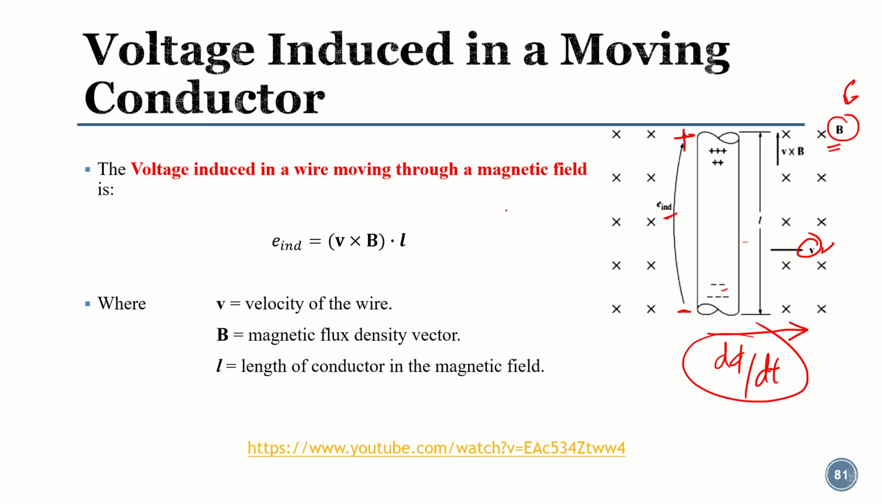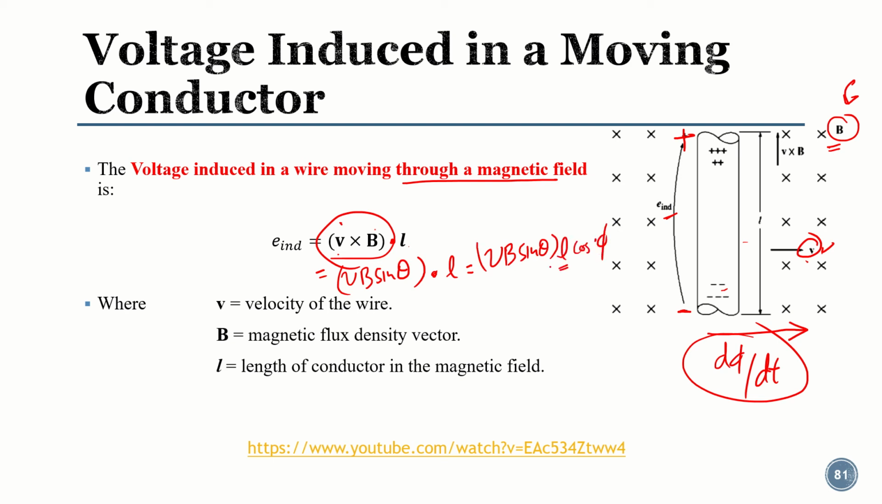The induced voltage in a wire moving through a magnetic field is represented using this formula: the velocity cross product with B, dot product with L. This is the induced voltage. Or we can write it as vB sin(theta), where theta is the angle between velocity and magnetic flux density, dot product with L. Or we can also write this as vB sin(theta) times L times cosine of phi, where phi is the angle between the length and the cross product of v and B.